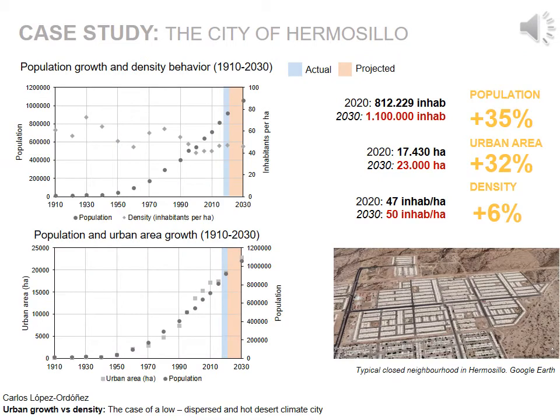Since the second half of the 20th century, Hermosillo has maintained an accelerated rate of urban and population growth. In the meantime, for the last 30 years, it has followed a housing policy that favors the construction of single-family dwellings in close neighborhoods. Nowadays, Hermosillo has a population of over 800,000 and it is expected to increase its population by up to 35% while maintaining low-density values.